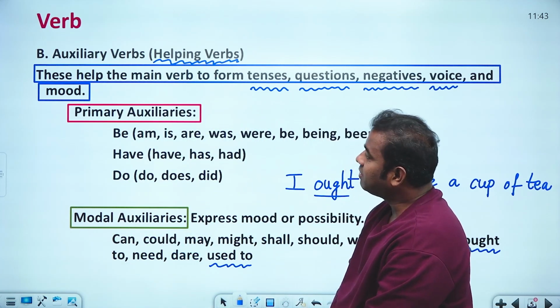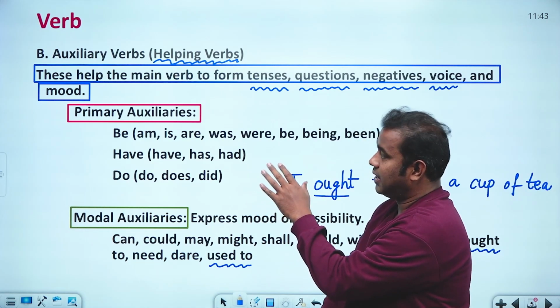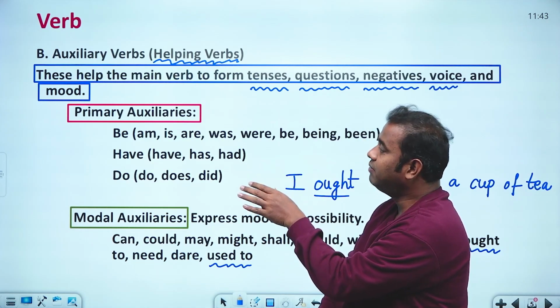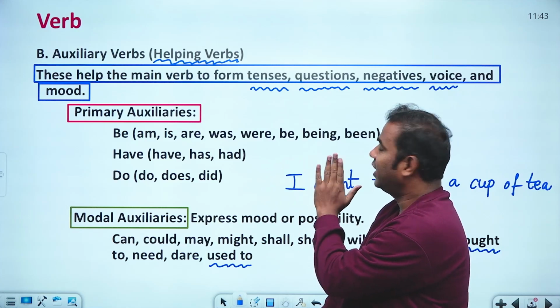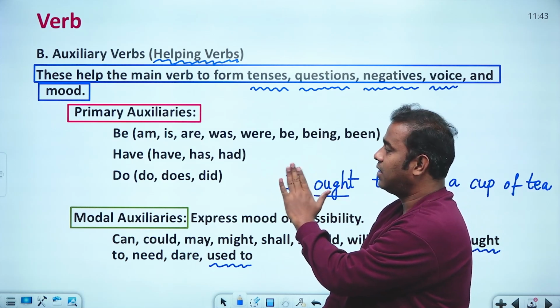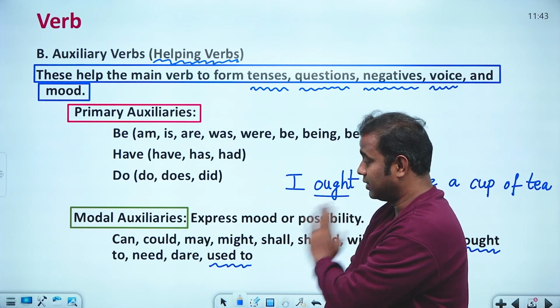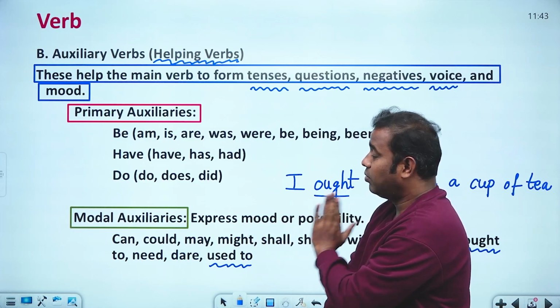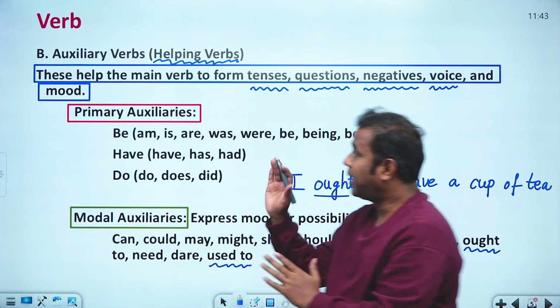The rest of the words you might have come across. Be is a primary verb here. For the be verb, the conjugations are am, is, are, was, were, be, being, been. For have, the conjugations are have, has, had. For do, the conjugations are do, does, did.